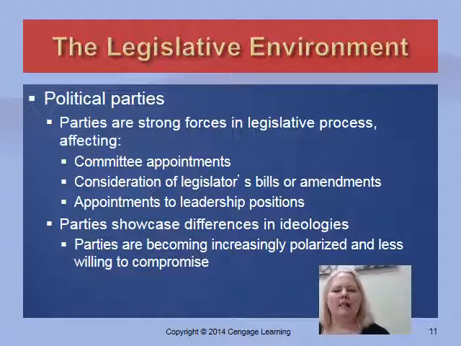Okay. Political parties are strong forces in the legislative process because they affect committee appointments, they affect the consideration of legislators' bills or amendments. They also affect appointments to leadership positions. Parties showcase differences in ideologies and are becoming increasingly polarized and less willing to compromise. We're seeing that more and more these days as rhetoric becomes very, very Republican and very, very Democrat. Very little compromise or bipartisanship these days.